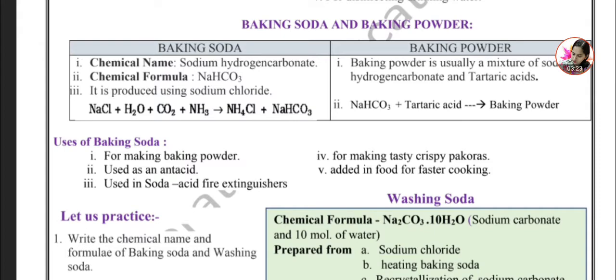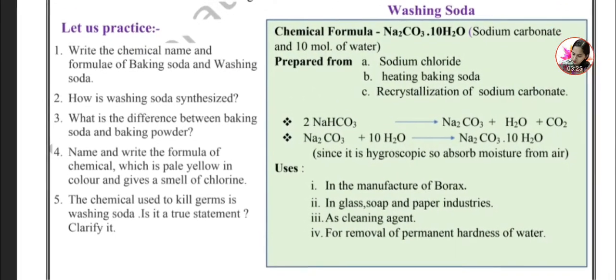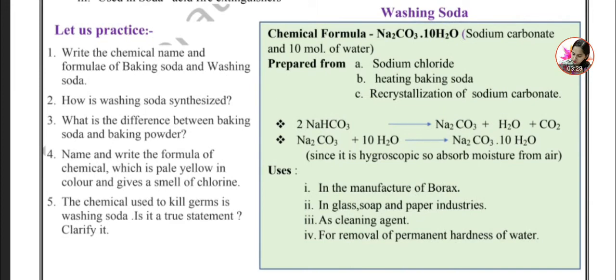Okay. And the last one is washing soda. Washing soda, students, is sodium carbonate, Na2CO3.10H2O. 10H2O means there are 10 molecules of water. How is it prepared? It is prepared from sodium chloride or by heating baking soda. When we heat baking soda, we get washing soda. It is hygroscopic. Hygroscopic means it absorbs moisture from the air.